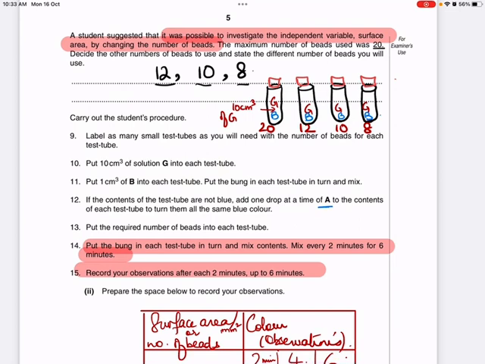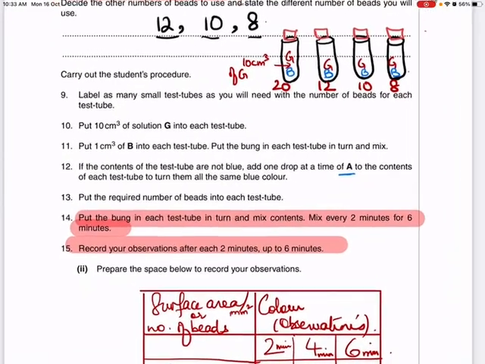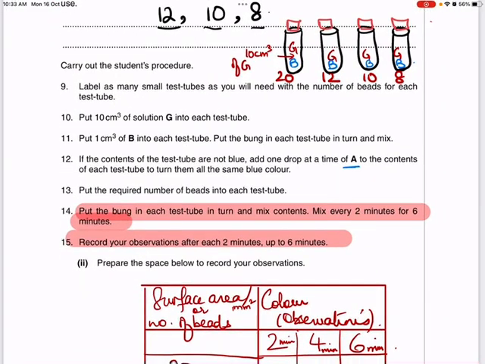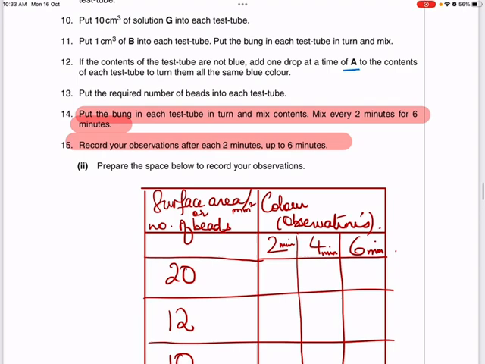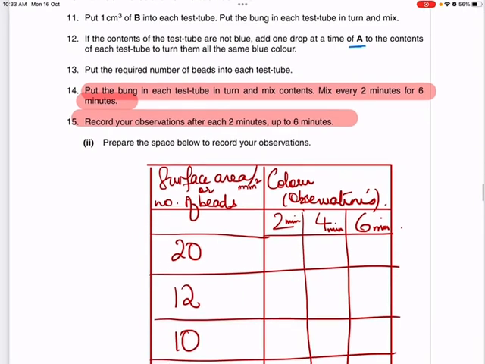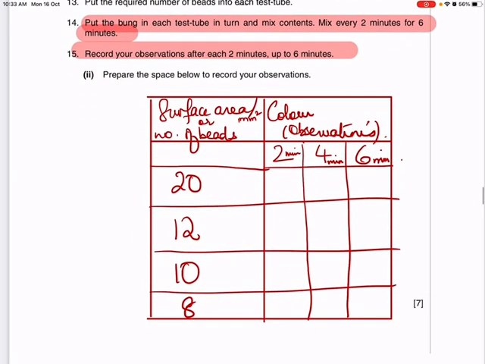After following all the instructions which have been given over here, and I think in one of the YouTube comments, one of the students had asked me whether we are supposed to continuously mix it. Yes, you will be continuously mixing it, but then you will be recording your observations after each 2 minutes up to 6 minutes. And this is how you are going to make your data table.